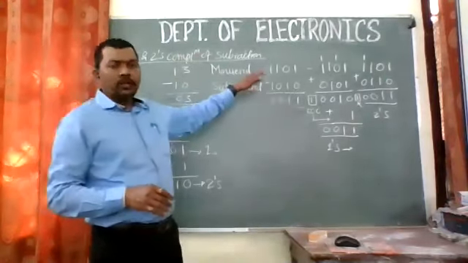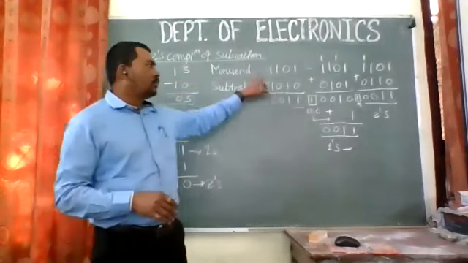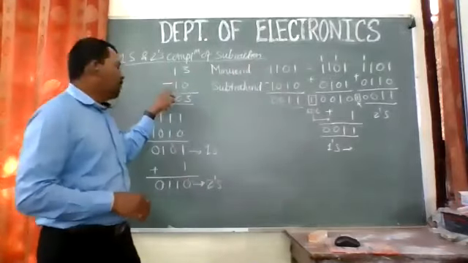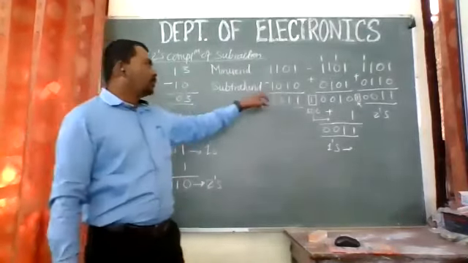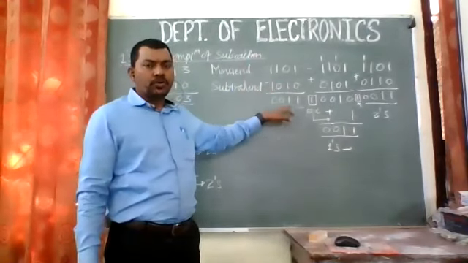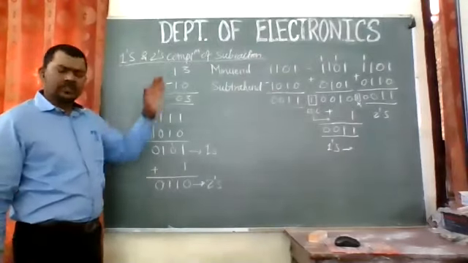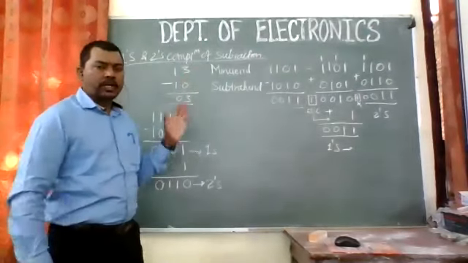Now we have converted it to binary. So the binary equivalent of 13 is 1101, and the binary equivalent of 10 is 1010. And when we subtract, the result is 0011, that is 3, right? So the output is 3. This is the general method of subtraction.